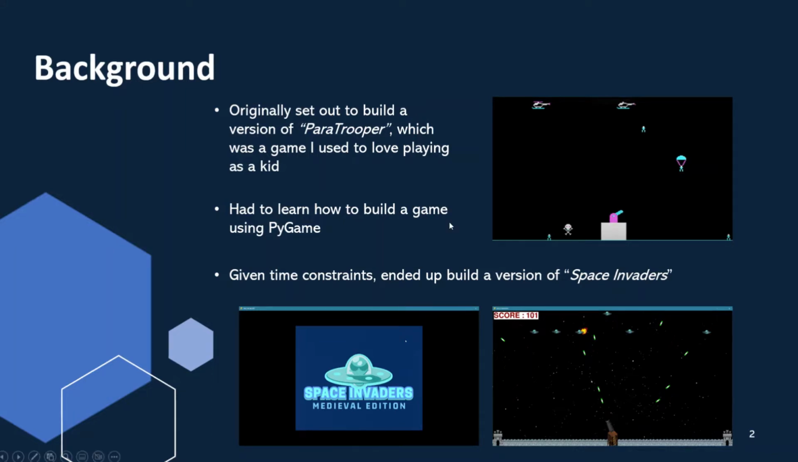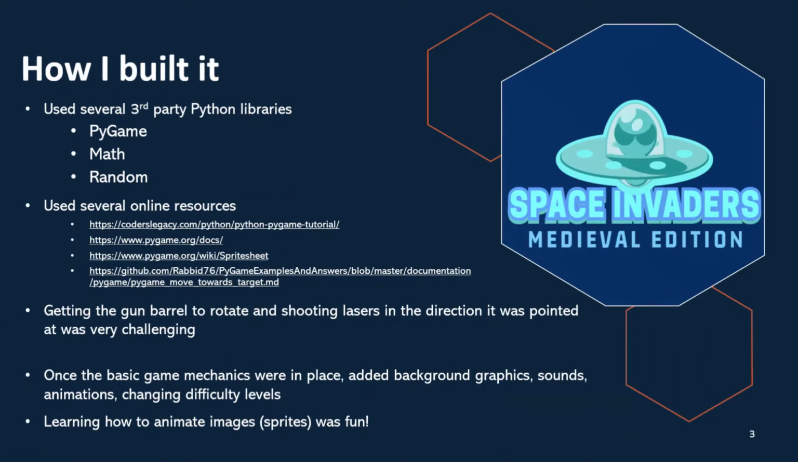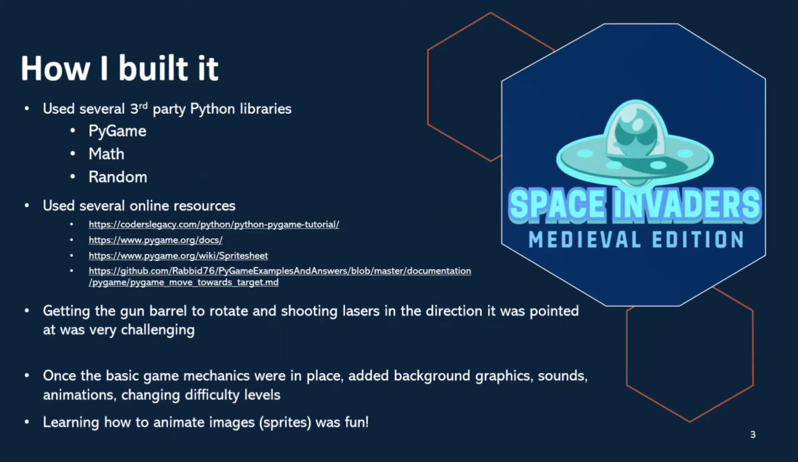So how did I go about building this game? I used several third-party Python libraries for this project, namely Pygame, which constitutes the core of how the game was built and is a foundational library, and then the other two were the math and random libraries. I used several online resources to learn about Pygame and how to approach the process of building a game using this library, and several other online resources that helped me accomplish a few things that I will speak about shortly.